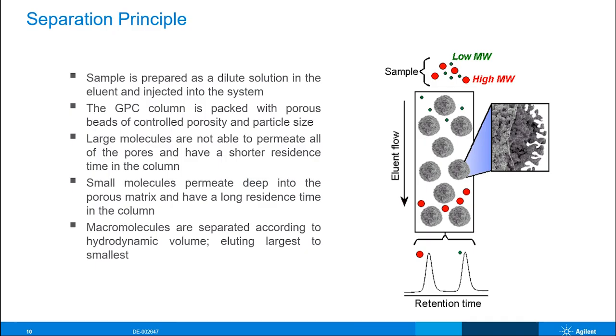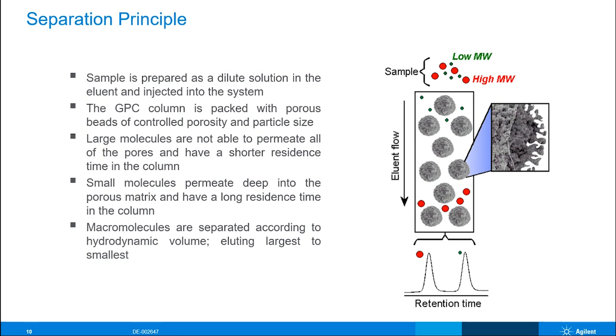The injection of this material enters the column, which is packed full of these different particle sizes and porosities. Large molecules aren't able to permeate all of the pores and have a shorter residence time in the column, and thus elute first. Small molecules are able to penetrate into these pores of the column, and therefore take a longer time to come out, and they come out after these larger molecules. In this case, macromolecules are separated according to their hydrodynamic volume. So the largest will elute first, and the smallest will elute last.